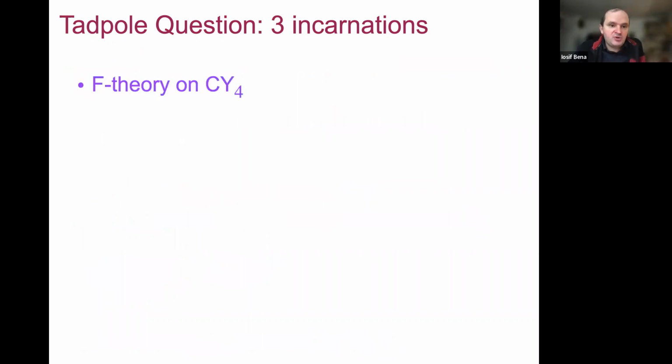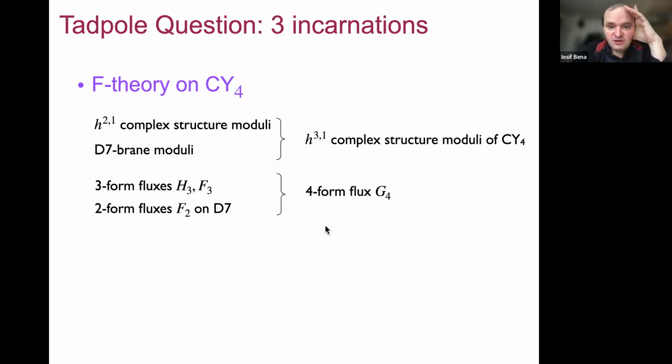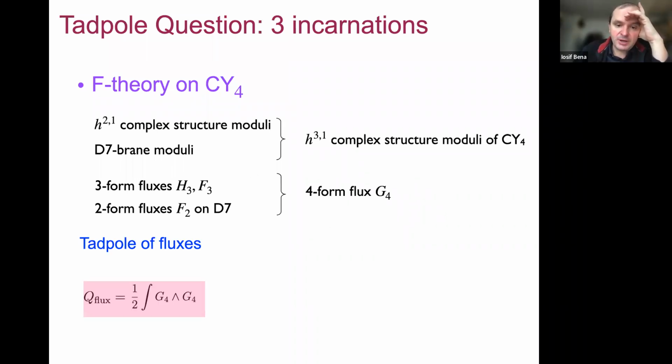You can also ask, if you just take F-theory on a Calabi-Yau 4-fold, you have, again, both the complex structure moduli in type IIB and the D7 moduli. You put them together, they form h^{3,1} complex structure moduli on the Calabi-Yau 4-fold. And the fluxes are combined into G4 fluxes on the Calabi-Yau 4-fold. And then there's a tadpole in the fluxes, given by G4 wedge G4. And this tadpole has to be smaller than the Euler characteristic of the Calabi-Yau divided by 24, because this is basically the tadpole cancellation.